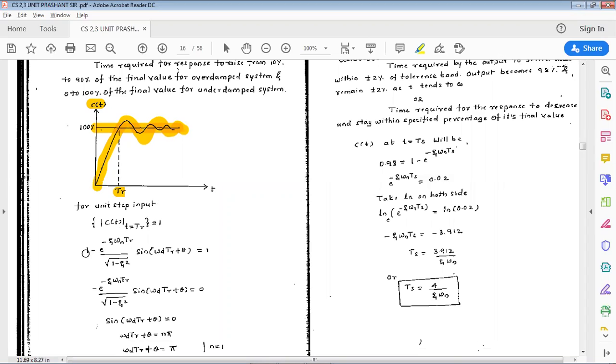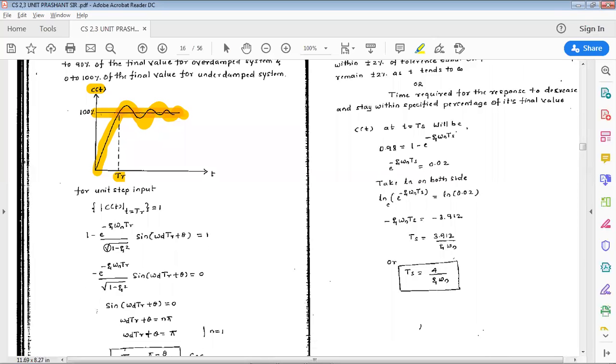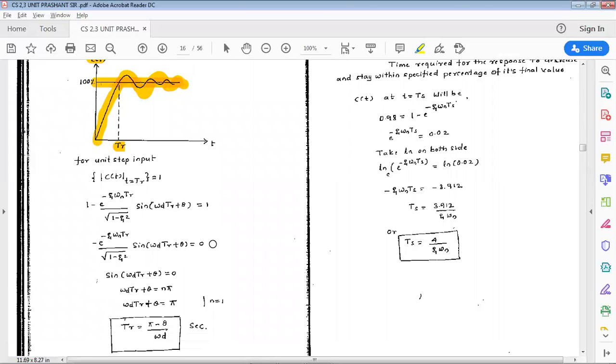For the unit step input, you can define c(t) at t equal to tr, which must be equal to 1. We know the time response of a second order system: 1 minus e raised to minus zeta omega n tr divided by under root 1 minus zeta square, sine of omega d tr plus theta, is equal to 1. Simplifying, we get minus e raised to minus zeta omega n tr divided by under root 1 minus zeta square, sine of omega d tr plus theta, equal to 0. If I equate this to 0, the exponential term vanishes, so the only term left is sine of omega d tr plus theta equal to 0.